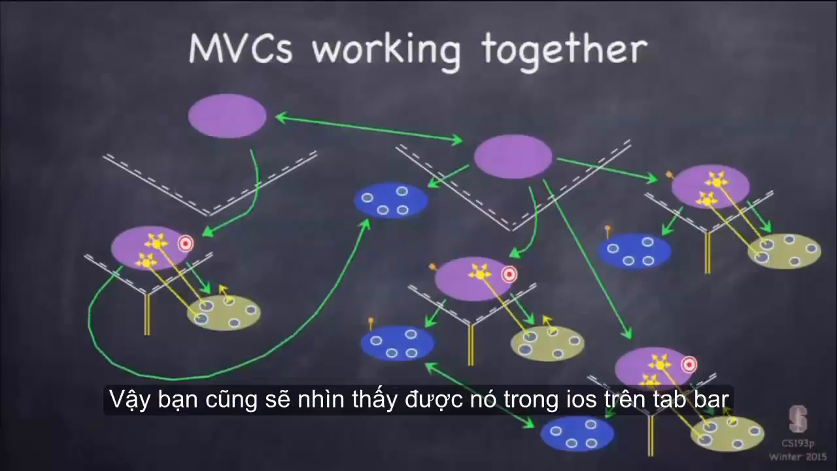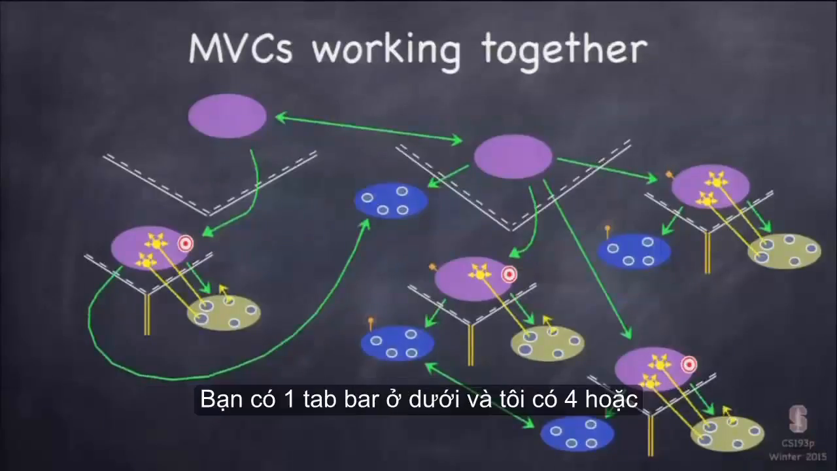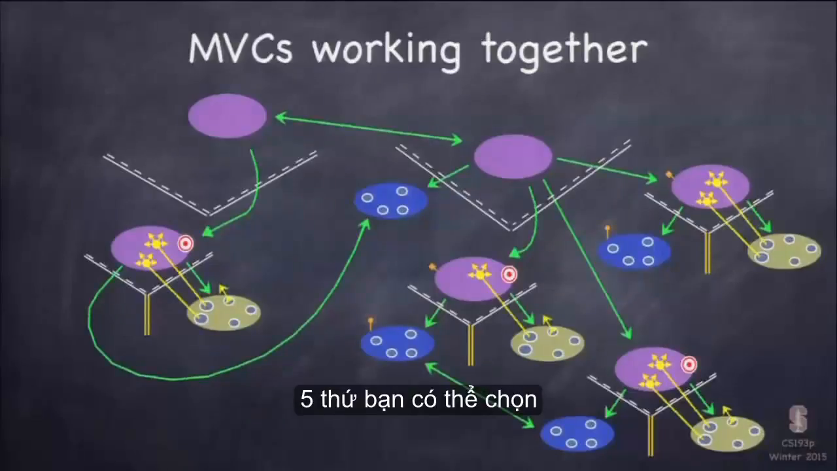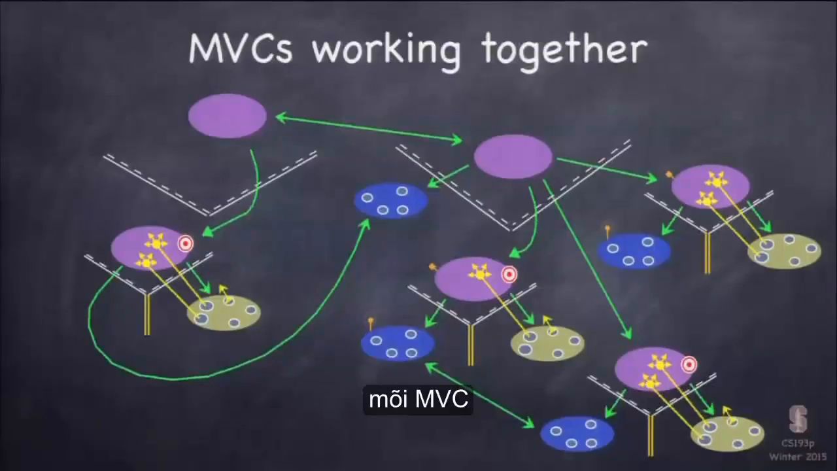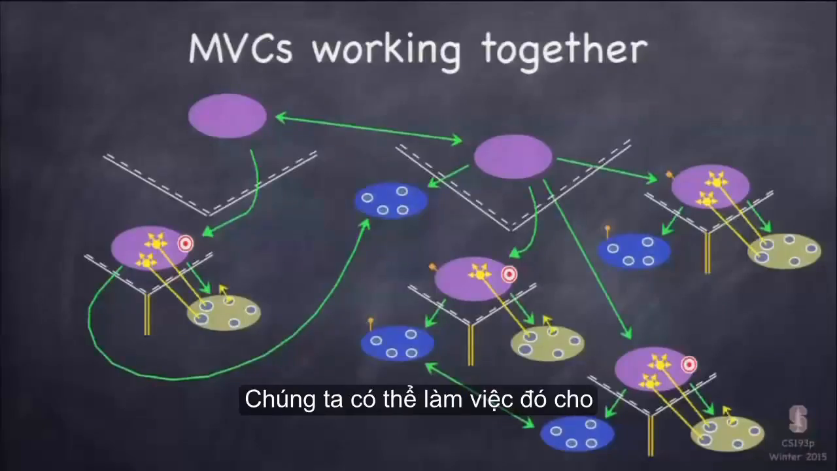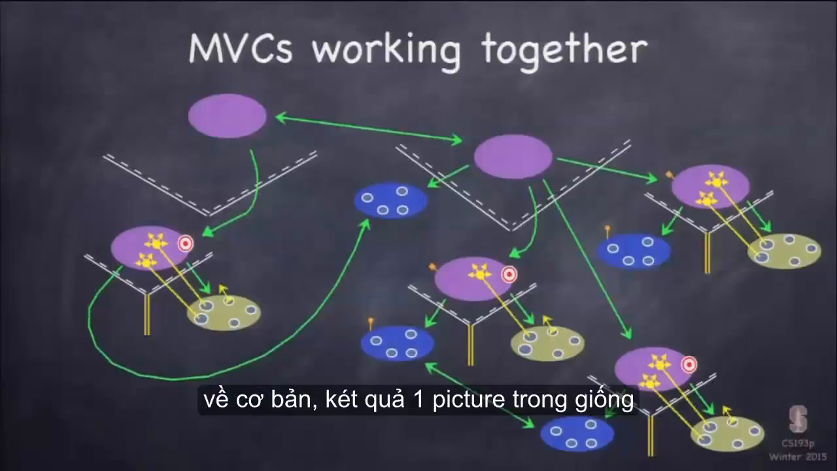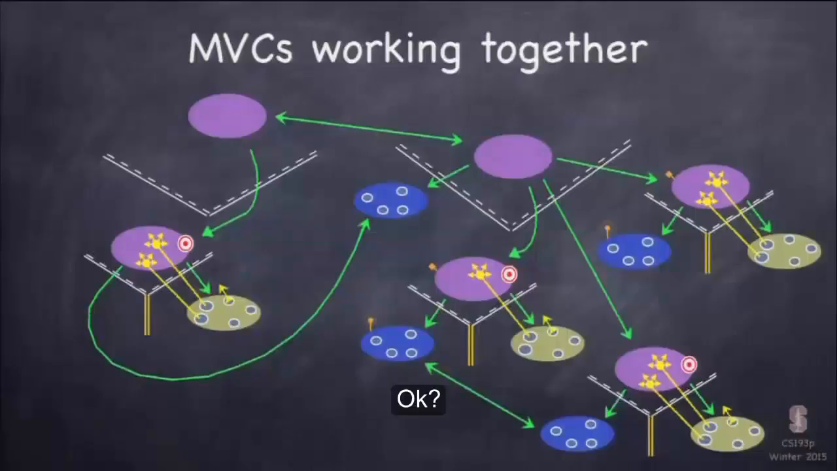You see this also in iOS with tab bar controllers, right? The tab bar at the bottom might have 4 or 5 things you can choose. Well, there's some MVC at the top which has 4 pointers to 4 minions, which are the 4 MVCs that are each going to appear in a tab bar. And we'll be doing that, for example, in assignment number 2 or 3, where we'll be making a tab bar, and you're going to have to do multiple MVCs. So that basically results in a picture that looks kind of like this. All right?